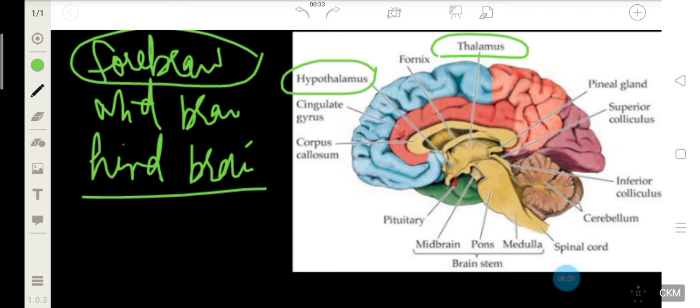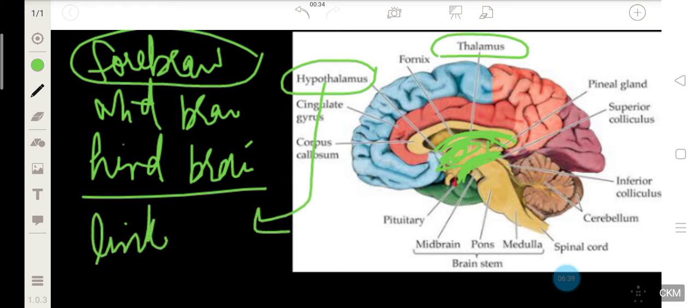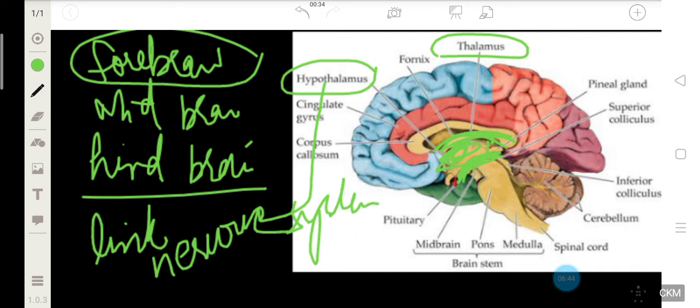Basically the hypothalamus is present just above the midbrain. You can say that this is the hypothalamus and it is present above the midbrain, as well as just below the thalamus. And the main function of the hypothalamus is that it creates the link between the nervous system and the endocrine system.